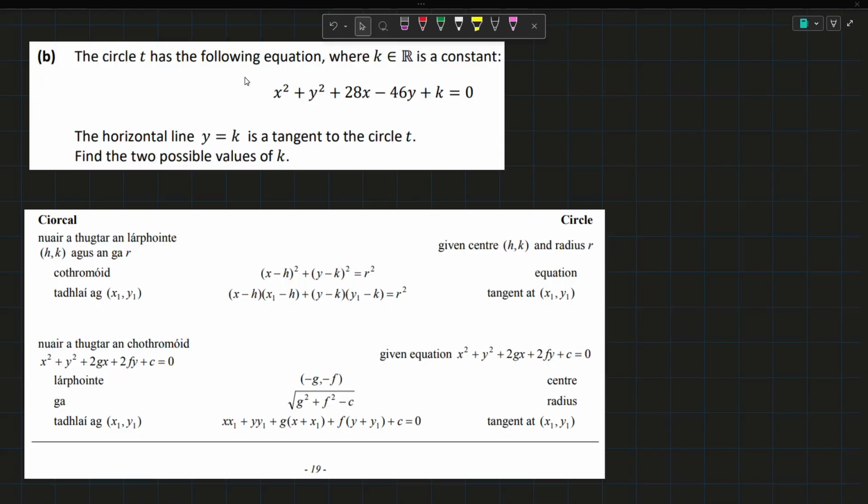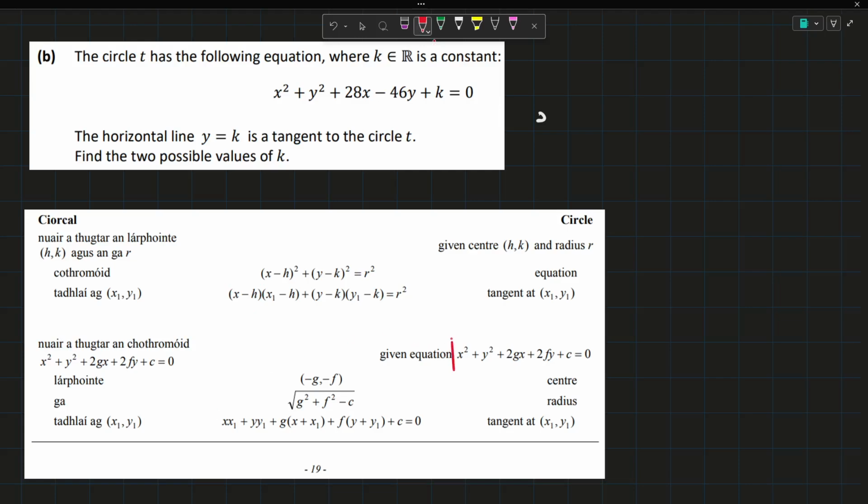Then in part B, we're given a new circle, and we're told the line for the tangent, and we're told to find 2 possible values of k. For the method that I'm going to use, the first thing you should always do, because you get partial marks and it usually helps towards the answer anyway, is to find the center and the radius. For the method that I'm using, we only need the center, but it's good to get both anyway.